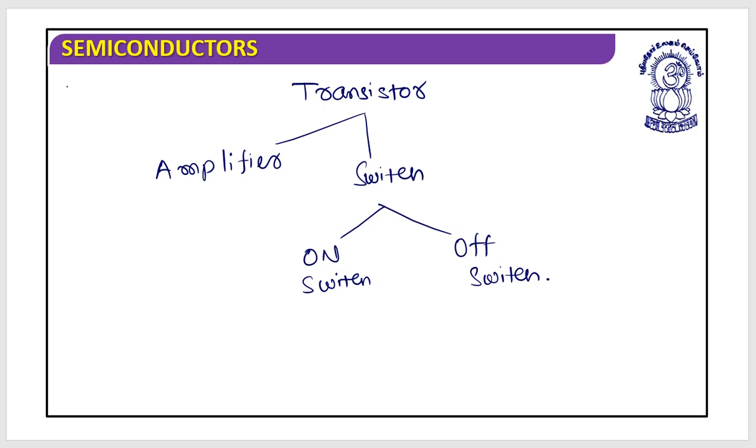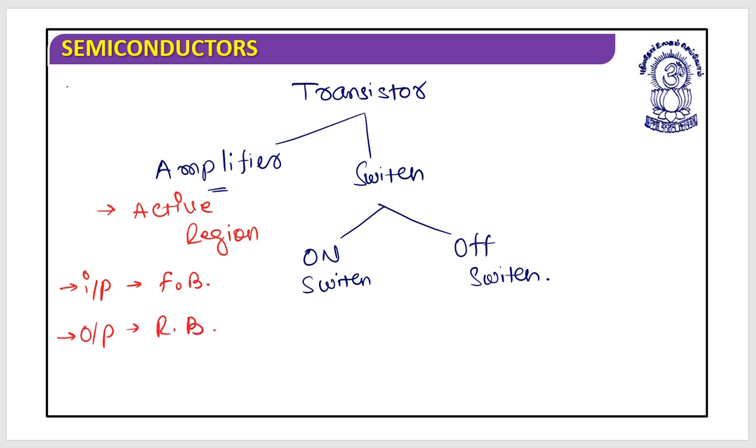When a transistor works as an amplifier, it works in the active region. An active region means its input junction is forward biased and its output junction is reverse biased.